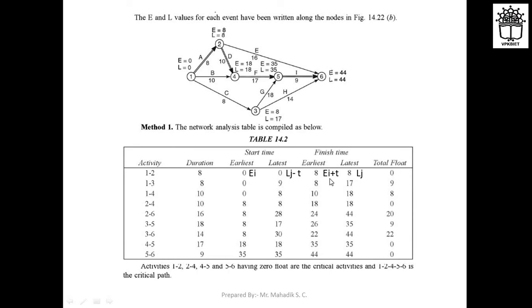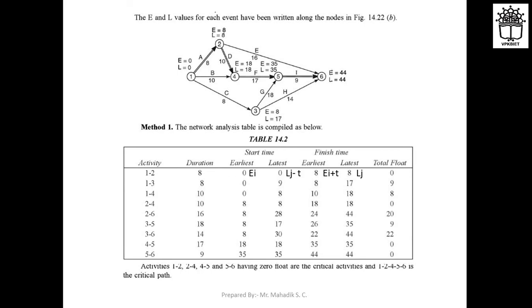And float is nothing but what? It is the difference between the earliest finish time and the latest finish time, or you can calculate it with the difference of the latest start time and the earliest start time, right? That is float. Whenever you get a zero value for an activity, those are the critical activities, and you will get the critical path from that. So in this case you can see for activity 1 to 2 the float is 0, for activity 2 to 4 the float is 0, for activity 4 to 5 the float is 0, and for 5 to 6 the float is 0. So these are the critical activities. So the critical path is 1 to 2, then 2 to 4, then 4 to 5, and 5 to 6.